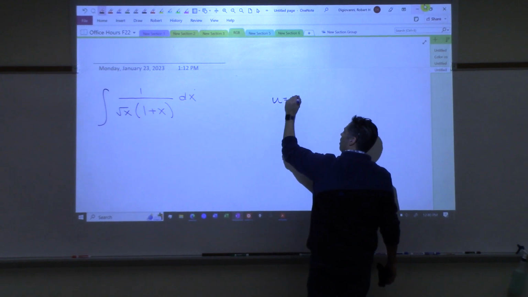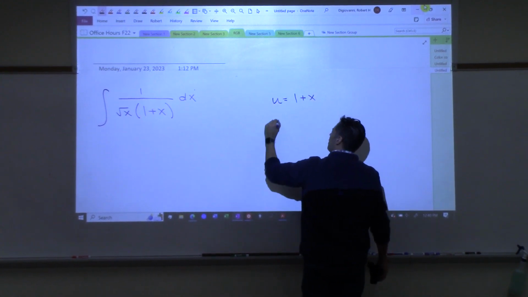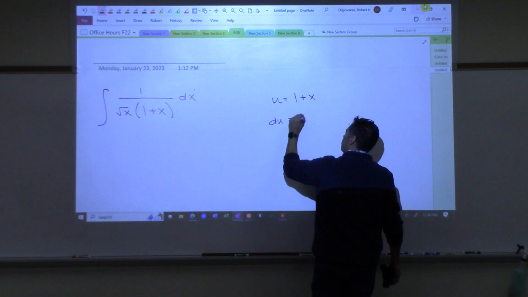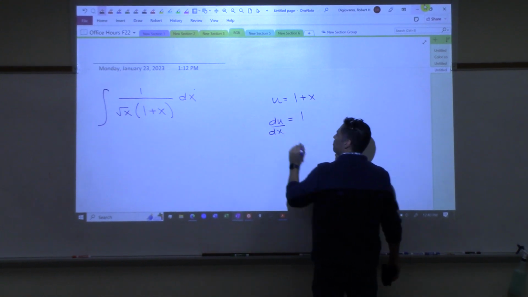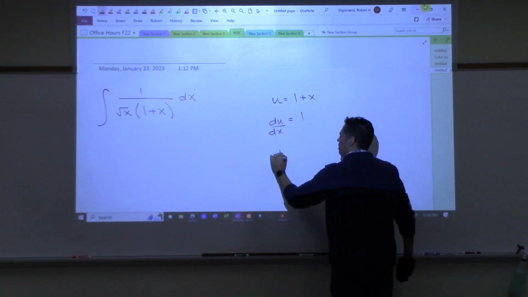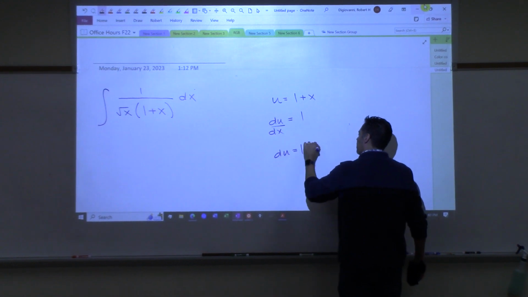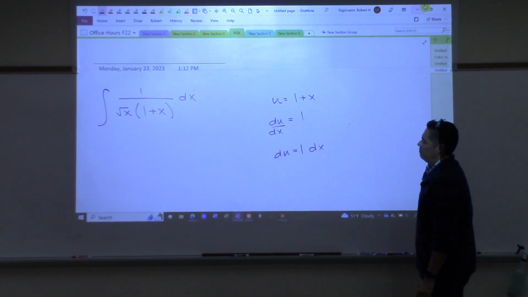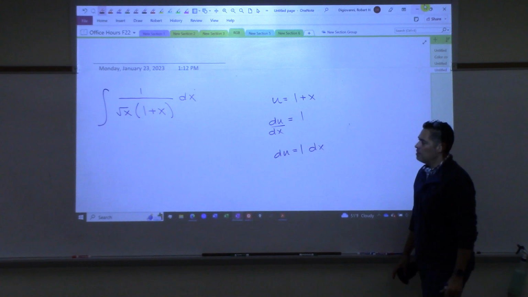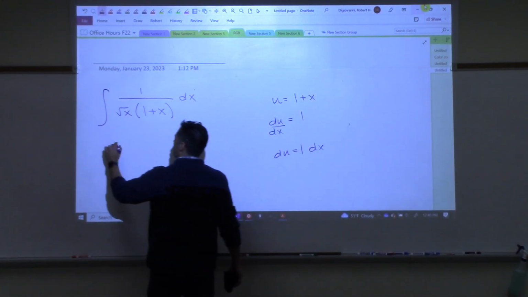x plus 1, or 1 plus x. The derivative of that is just 1, right? Derivative with respect to x is 1. And that means du is equal to 1 dx, or just dx. So I'm going to rewrite the problem then.